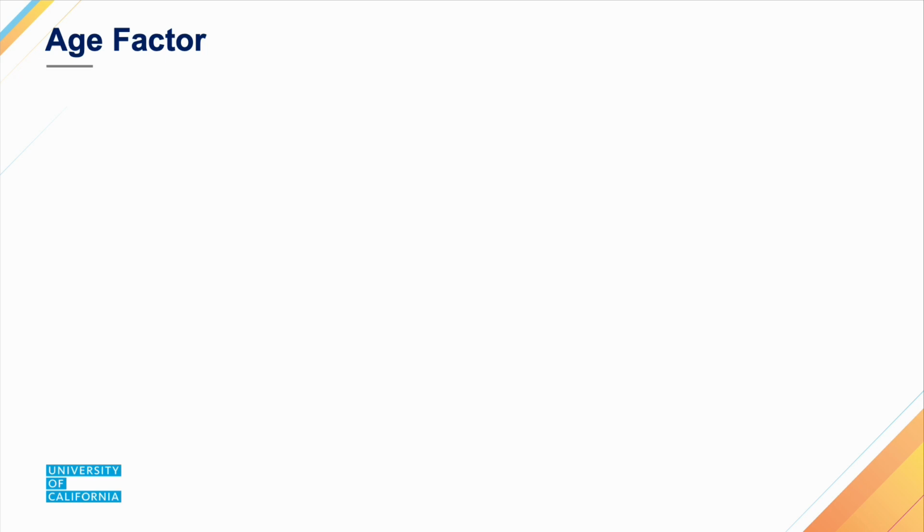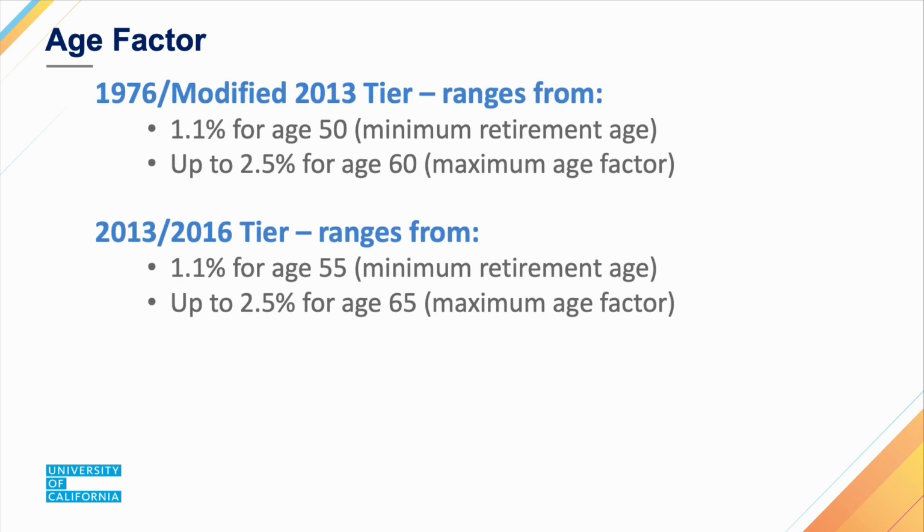So let's go ahead and look at the first component of the retirement formula, and that's the age factor. The age factors depend on the tier that you're in, but in general, the minimum age factor is 1.1%, and that's for somebody who is at the minimum retirement age of 50 or 55, depending on your tier. And it's indexed on a monthly basis until you reach the maximum age factor of 2.5%. For those of you in the 1976 or modified 2013 tier, maximum age factor occurs at age 60. For those of you in the 2013 or 2016 tier, then the maximum age factor occurs at age 65.